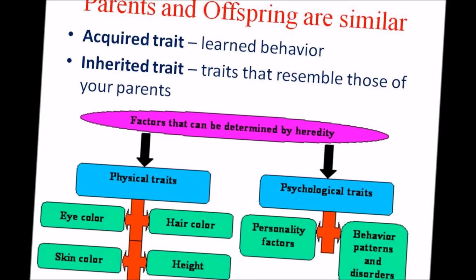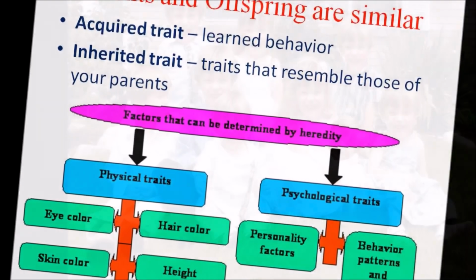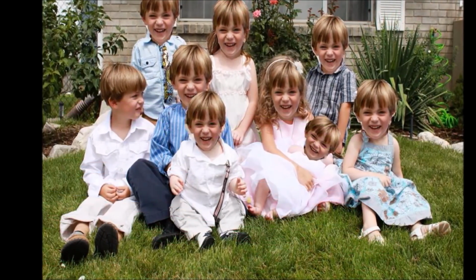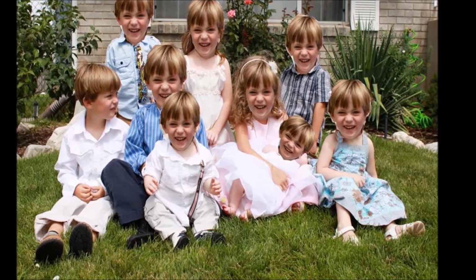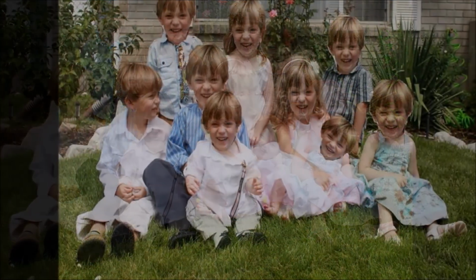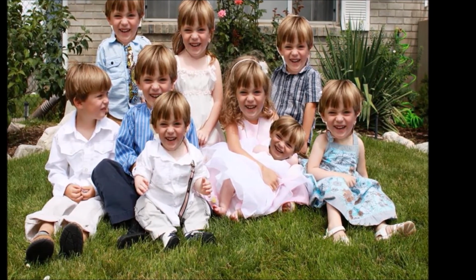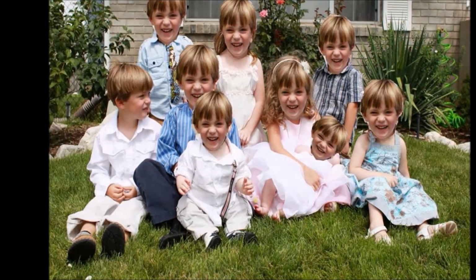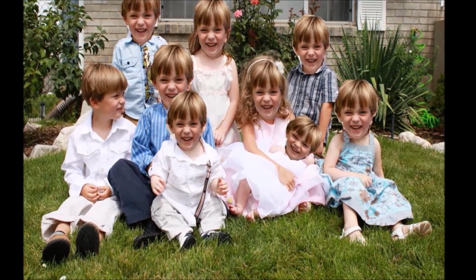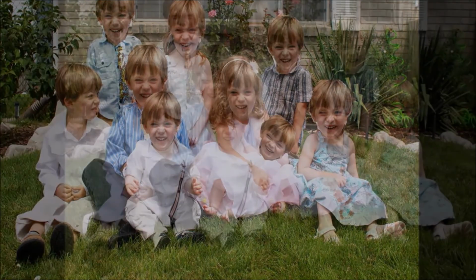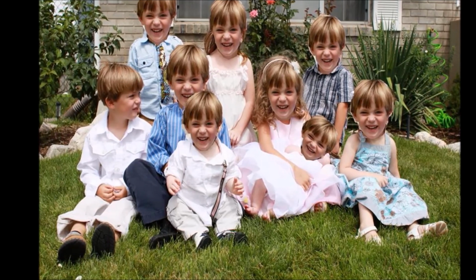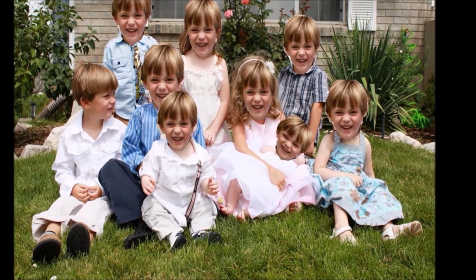Parents and offspring are similar. Acquired trait, learned behavior. Inherited traits that resemble those of your parents. Factors that can be determined by heredity are physical traits and psychological traits. Physical traits: eye color, hair color, skin color, height. Psychological traits: personality factors, behavior patterns and disorders.